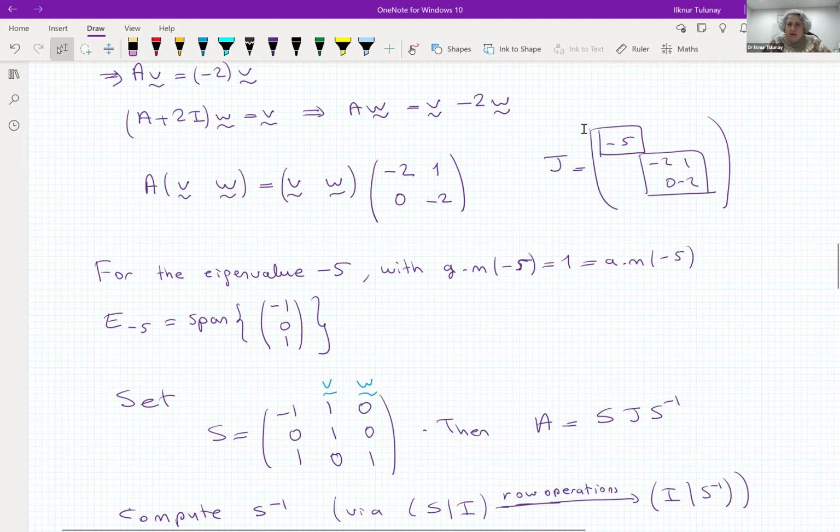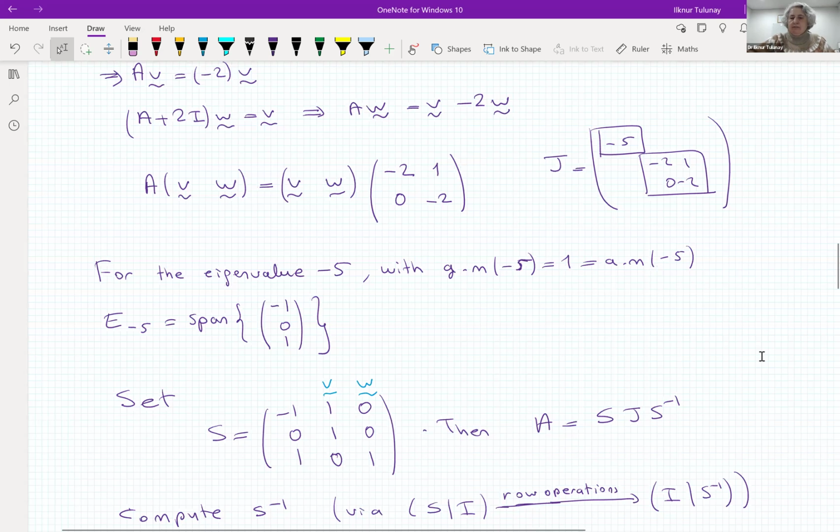Since we have -5 in this corner, we have the eigenvector, which is the basis of the eigenspace E_{-5} in here. Then we claim that A is equal to S J S inverse. Now, this theory tells us this is correct. Now let's try to find out.